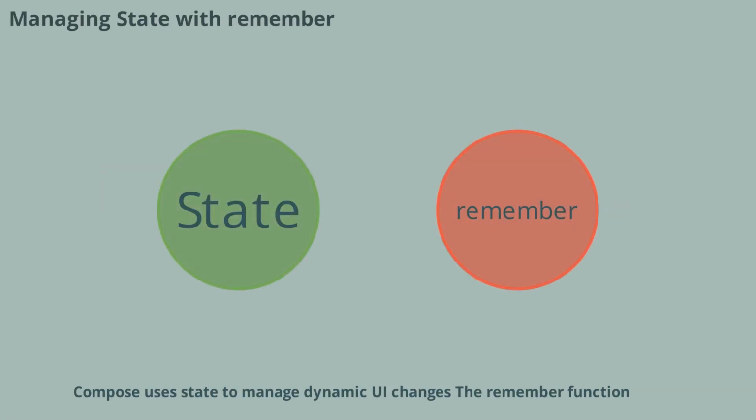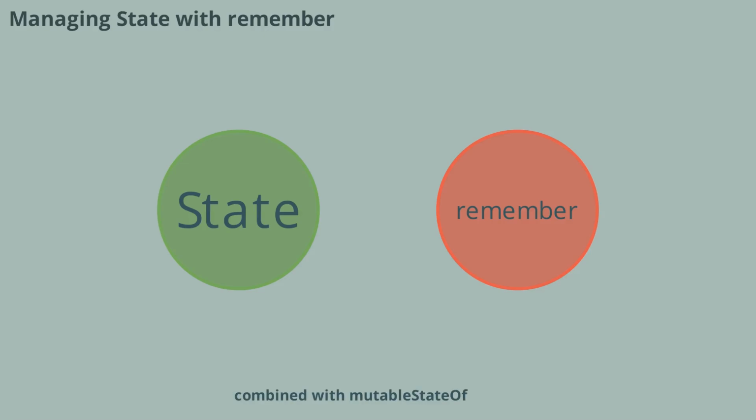Compose uses state to manage dynamic UI changes. The remember function, combined with mutableStateOf, lets you store and update values like the slider position. This ensures your UI responds to user input and maintains its state across recompositions.